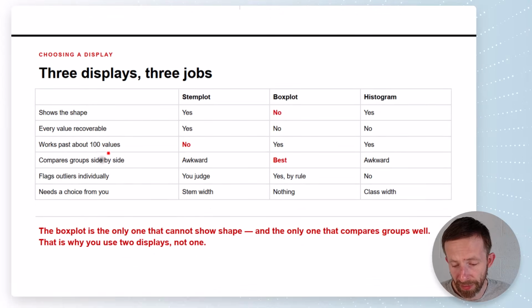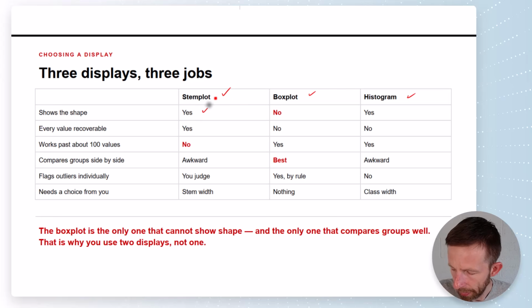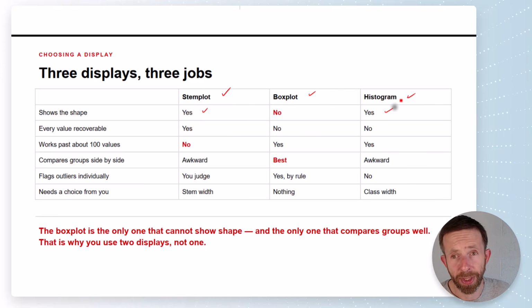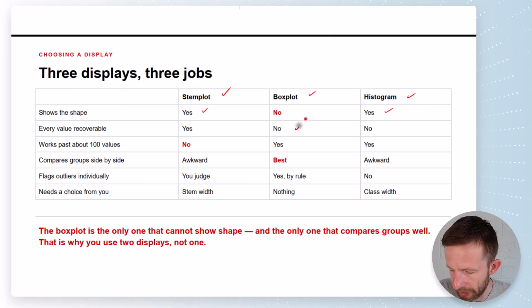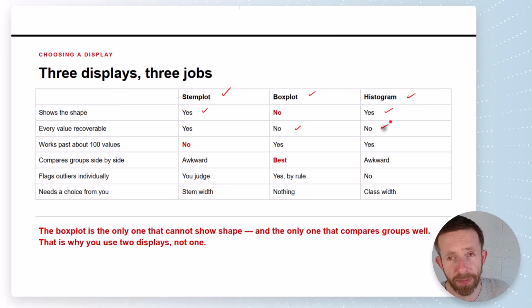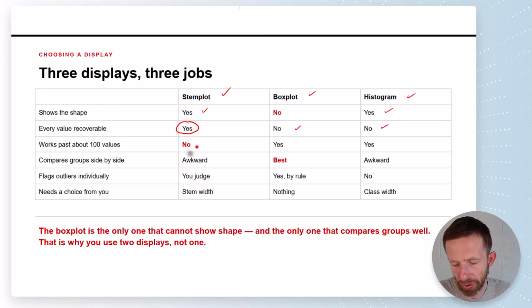So let's look at the 3 different displays we've looked at, the stem plot, the box plot, and the histogram. The stem plot and the histogram both have a pretty clear shape. Neither the box plot nor the histogram shows every single value that is in our distribution, whereas the stem plot does. Stem plots are not good past a lot of values, and we can take a look at that here in a second.